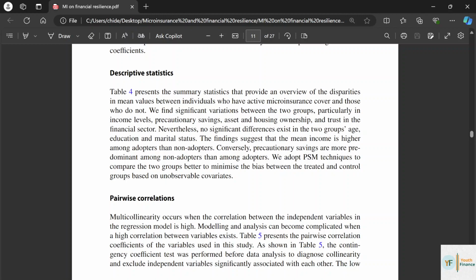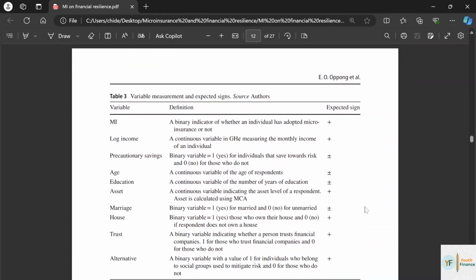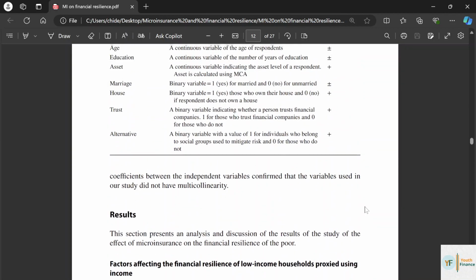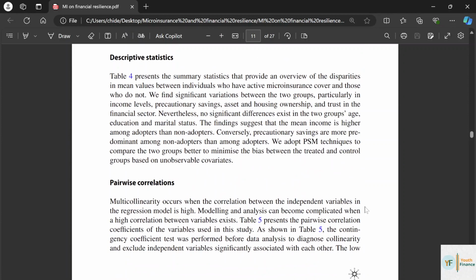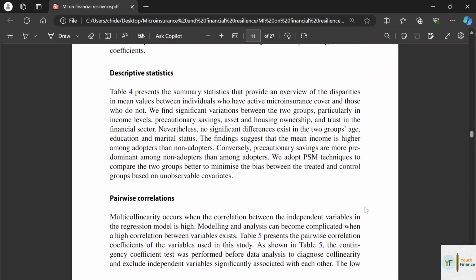So when we move to the descriptive statistics and the pairwise correlations, these two subsections usually start the results section, but we do have an exception. It's the case of this paper where we have them under the methodology section. So table 4, and then table 5 presents the descriptive statistics and pairwise correlation respectively. So the table 4 and table 5.